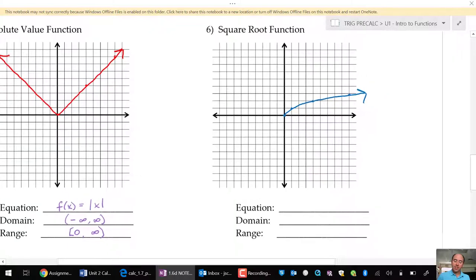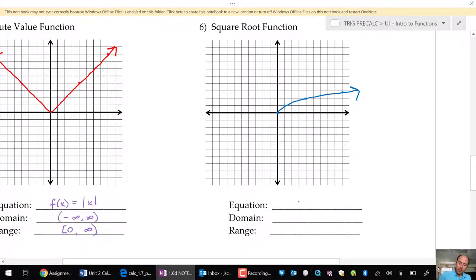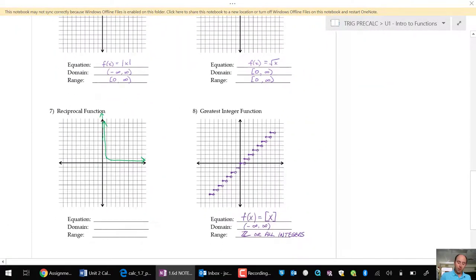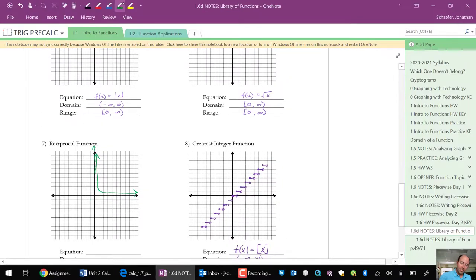Number 6, the square root function, that would simply be radical x, the square root of x. Its domain begins at 0 and goes to infinity, and its range also goes from 0 to infinity. So staying here in quadrant 1 throughout. Which brings us to the final 2 function families that we're going to learn about. And in number 7, it's not quite completed yet.